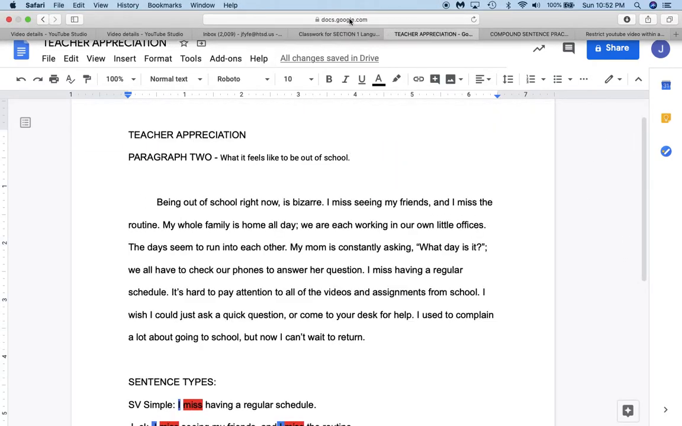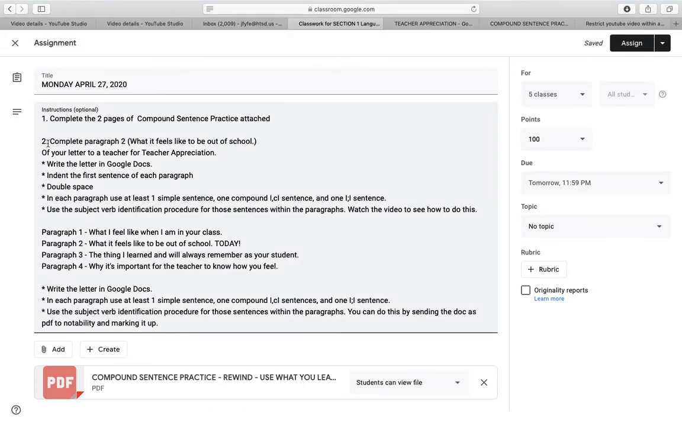The second part of today's assignment is to complete paragraph 2 of your teacher appreciation letter. And paragraph 2 is what it feels like to be out of school. You're going to write this letter in Google Docs, indent the first sentence of each paragraph, and double space. In each paragraph, you must use at least one simple sentence, one compound I, CI sentence, and one I, semicolon I. You will then use the subject-verb identification procedure for those 3 sentences.